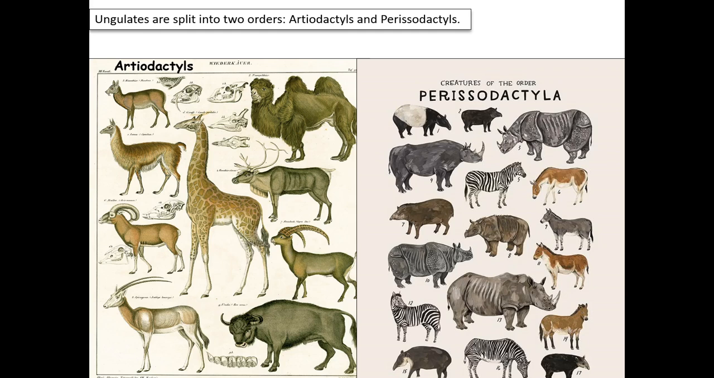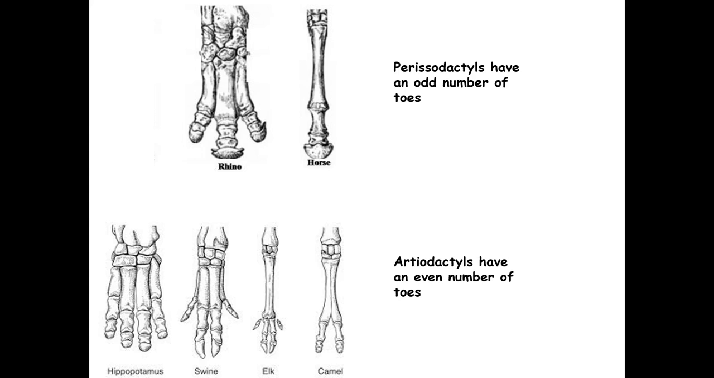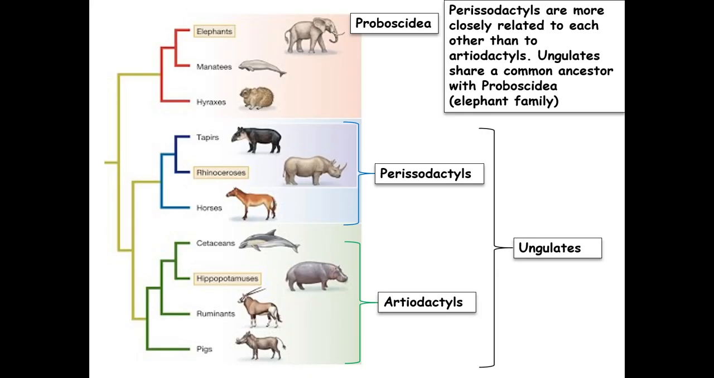Ungulates are split into two families. So we have the artiodactyls and the perissodactyls. It all depends on how many toes you have. Perissodactyls have an odd number of toes, so either 1 or 3. So horses are perissodactyls, rhinoceros is a perissodactyl. Artiodactyls have an even number of toes, so things like hippopotamus, pigs, swine, elk, deer, antelope, camels, right, 2 toes. Those are the artiodactyls. So perissodactyls are much more closely related to each other than to artiodactyls.